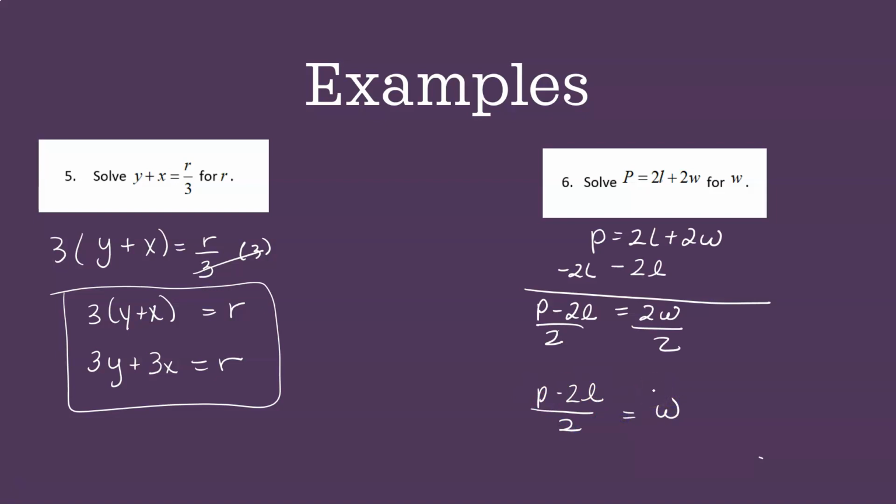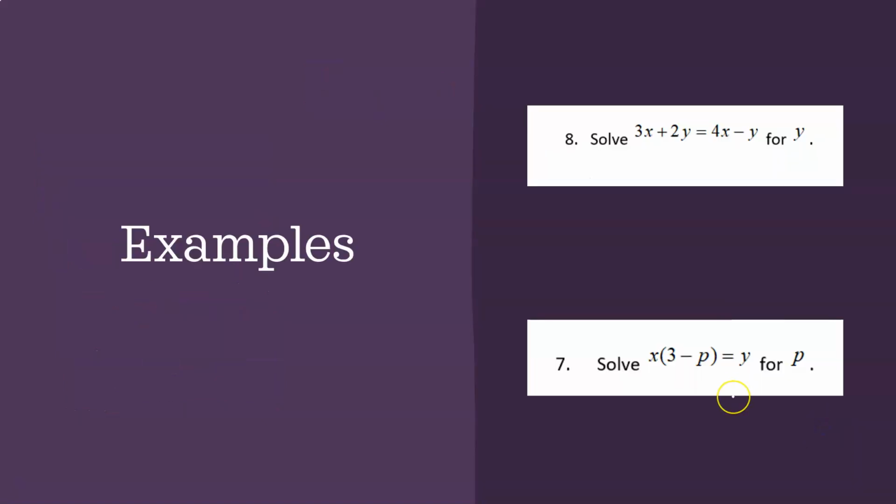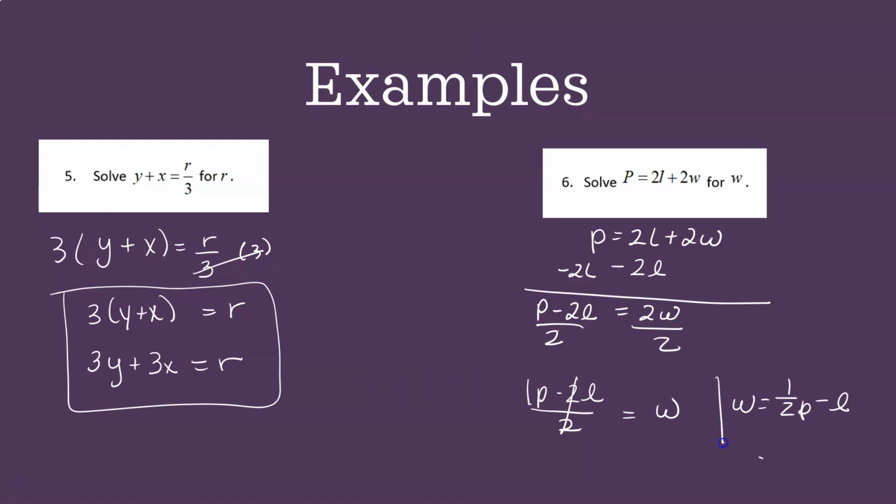So you can rewrite that to be W equals 1/2 times the quantity P minus L, because those two will cancel. Oops, let me go back. So there's your final answer. We got a minute to get that down.